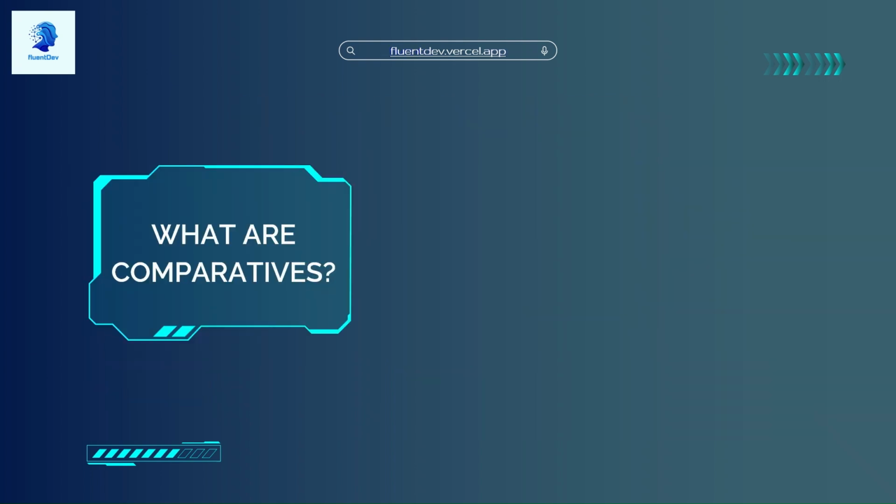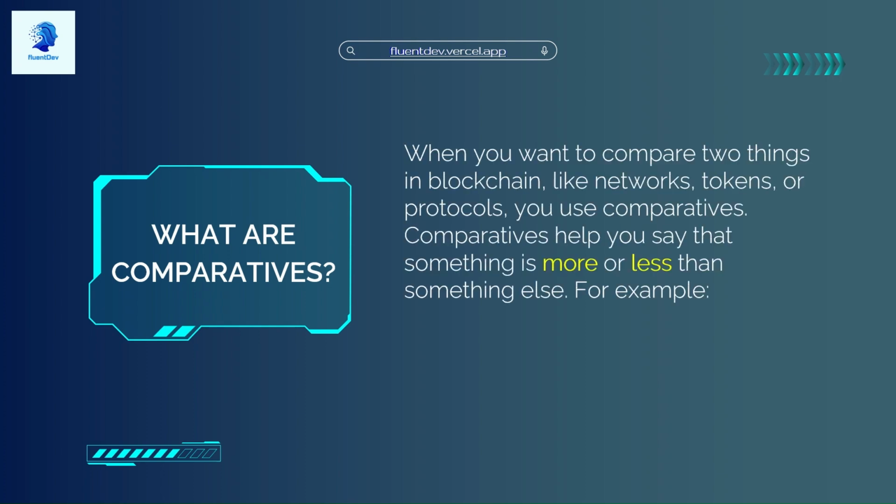So first of all, we want to know, what are comparatives? Comparatives are language structures that you use when you want to compare two things in blockchain or anything else. So they can be used in a number of different situations, but we're focusing on blockchain technology in this course. You can use them to compare things such as networks, tokens, or protocols, things like that. What comparatives do is they help you say that something is more or less than something else. And they're going to be comparing two things only.